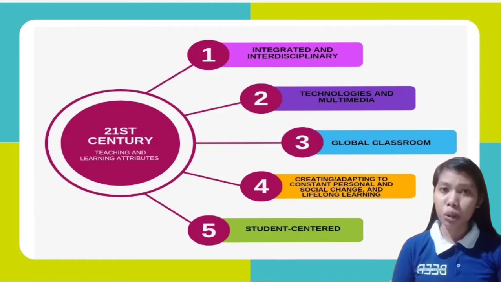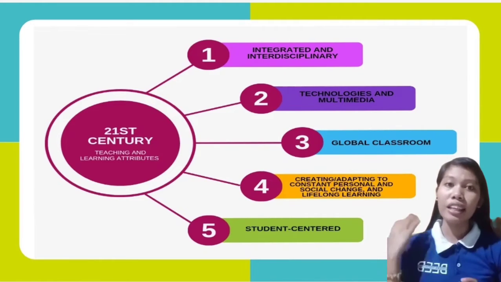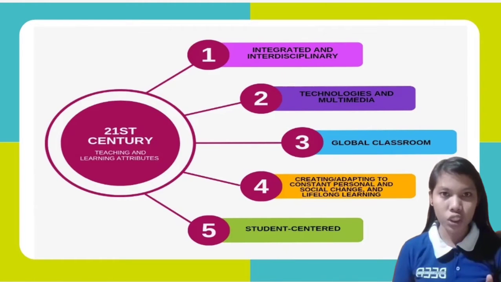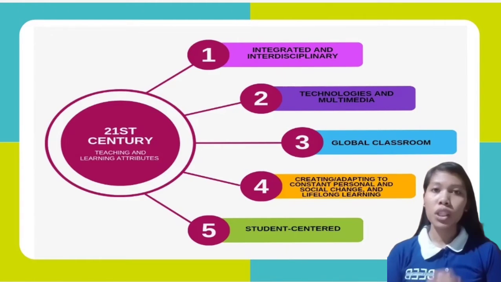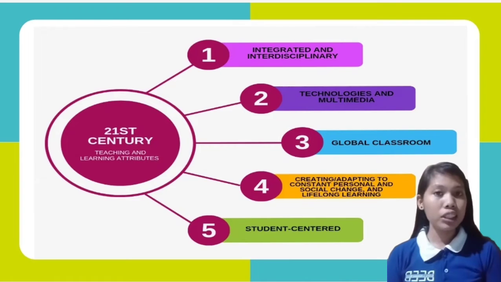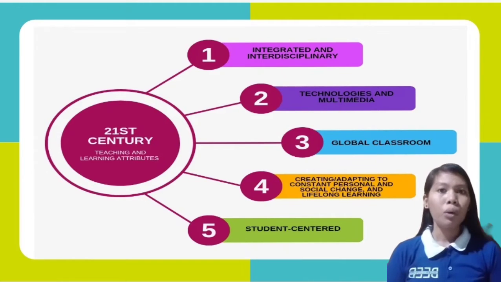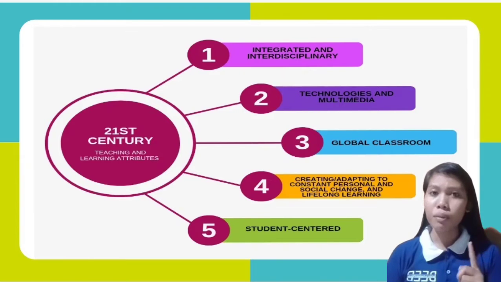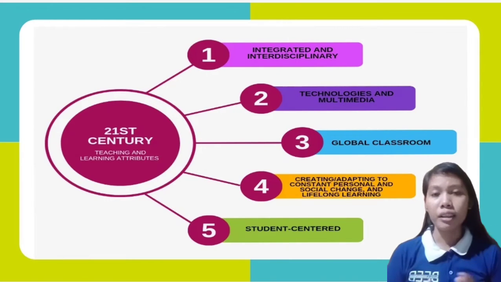So, another attribute of the 21st century teaching and learning is creating or adapting to constant personal and social change and lifelong learning. One of this is to encourage active participation and experimentation with ideas among students. Students will be expected to learn on their own. When students own their learning, it sticks with them. The practice of learning from mistakes is one of the best lifelong learning skills anyone can master.